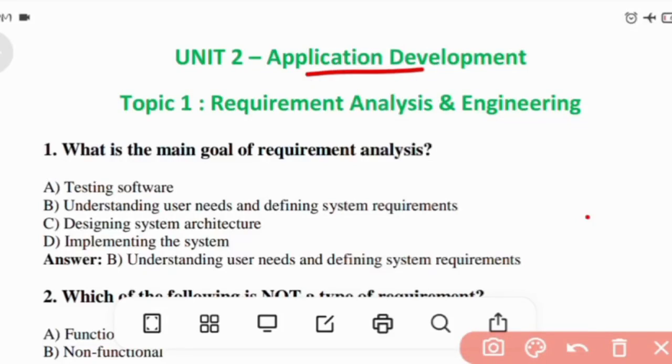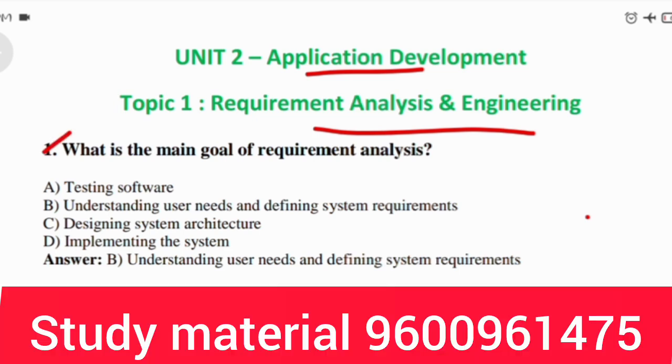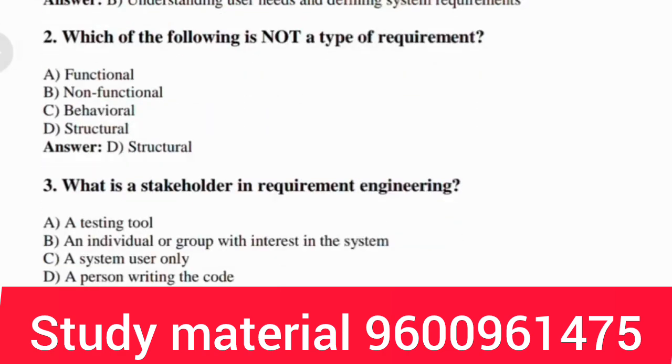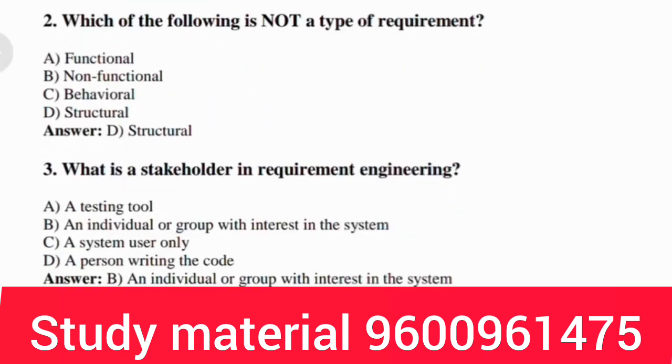Application development, requirement analysis and engineering. What is the main goal of requirement analysis? Understanding user needs and defining system requirements. Which of the following is not a type of requirement? Structural.